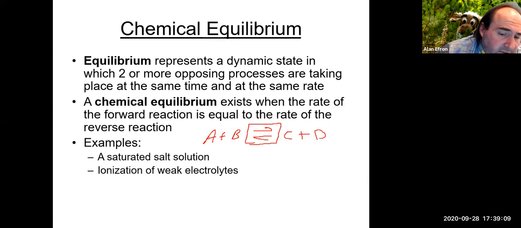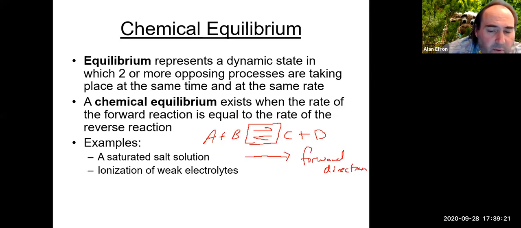There's the direction where we go from reactants to products, which is sometimes referred to as the forward direction. And then there's, in this reaction, at some point, the products will actually head back the other way. And the products will go back and make some of our reactants. And that's what's referred to as the reverse direction.